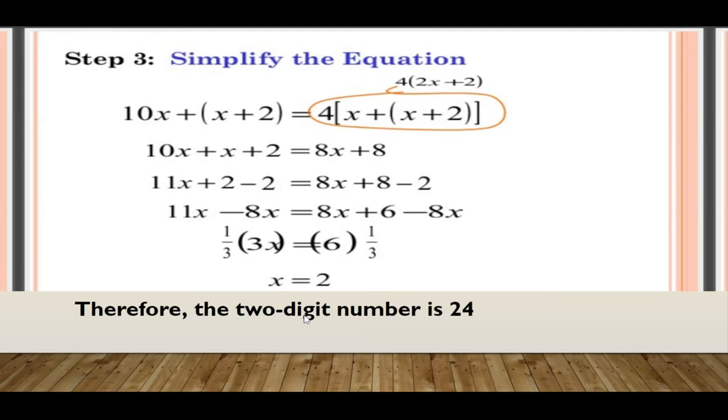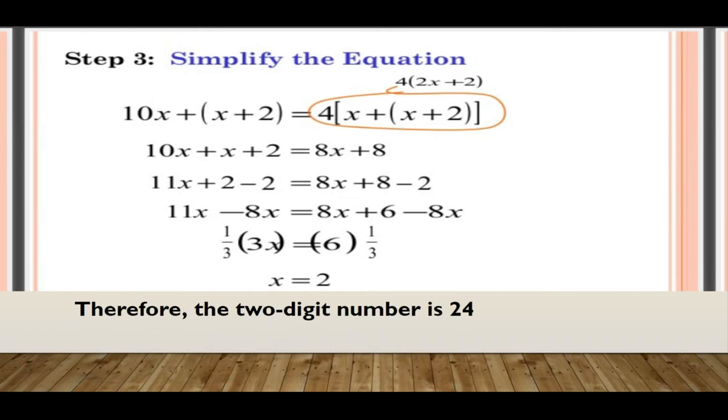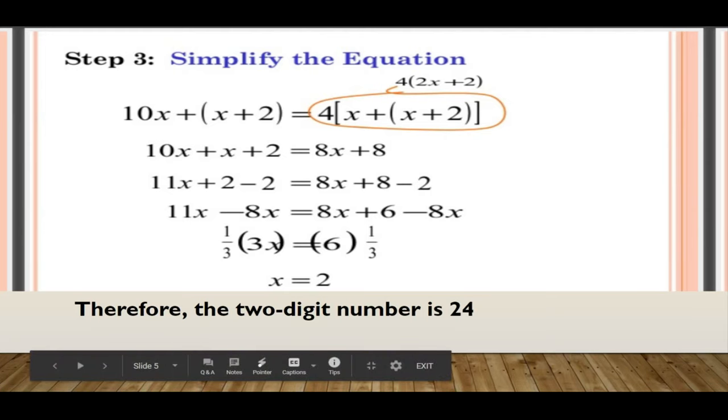Now, the aim was not to find the value of x. The aim was to find the two-digit number, right? So, the two-digit number has 2 as the tens place, right? And if you remember from the question, units digit was 2 more than the tens digit. So, 2 more than 2, which is 4. So, the number is 24.